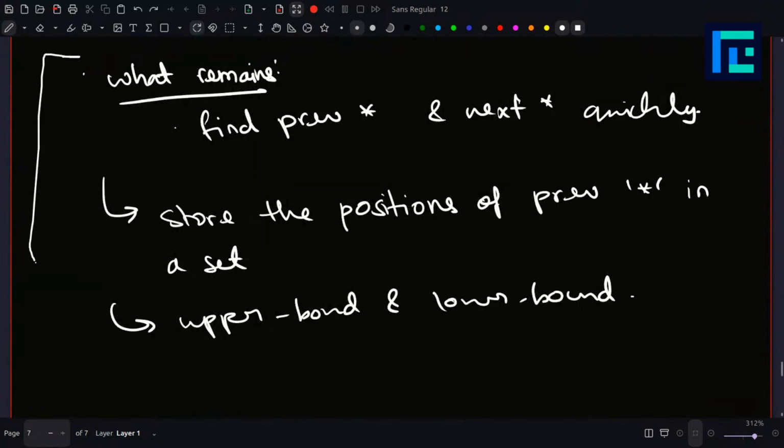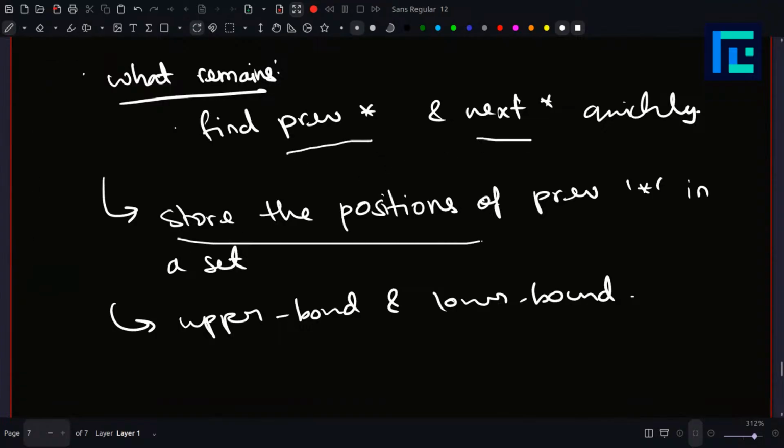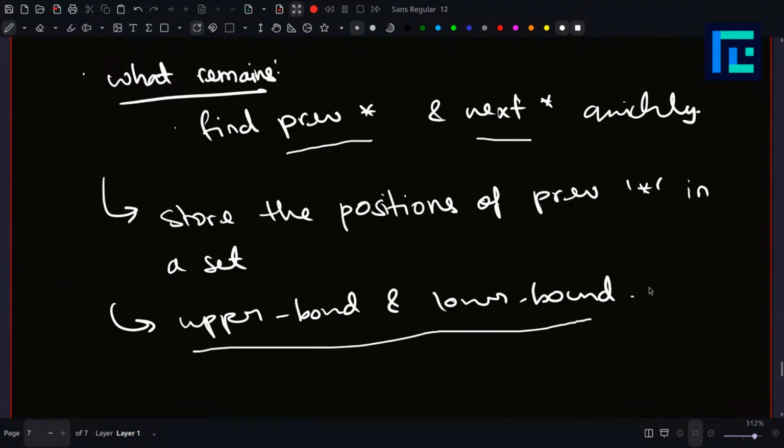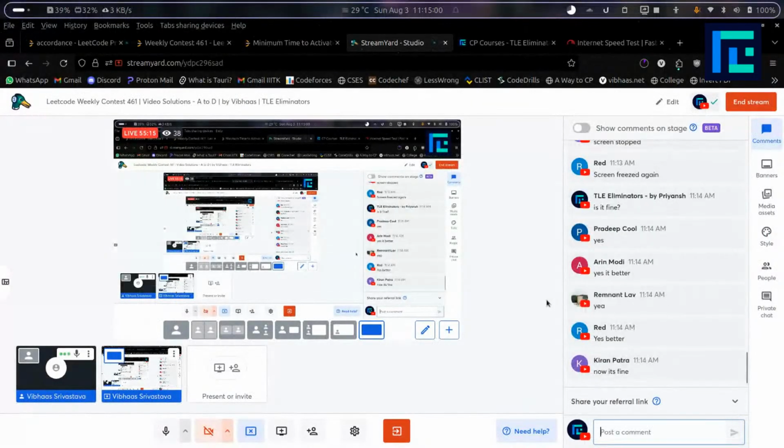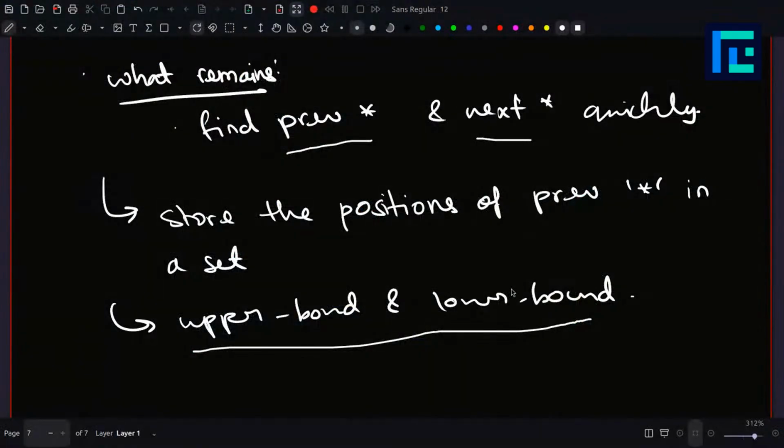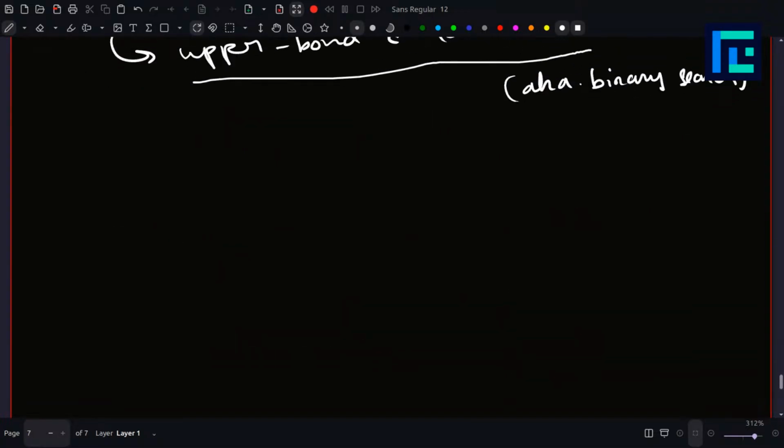Now what remains? We need to find the previous star and the next star quickly. How can we do this? We can store the positions of the previous stars in a set and use upper bound and lower bound, aka binary search. So that's the idea over here. So this was a basic binary search combinatorics problem. Let's put it all together.